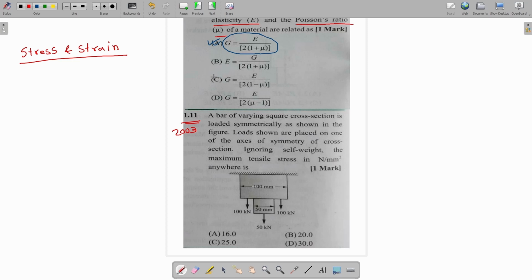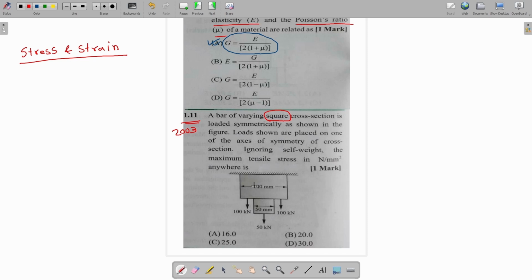Now for the solution of this question, first we need to identify the question. In this question, what is given here is a bar of varying square cross section. The cross sectional area is also mentioned to us, which is square. A bar of varying square cross section is loaded symmetrically as shown in the figure. Now, this is the bar.